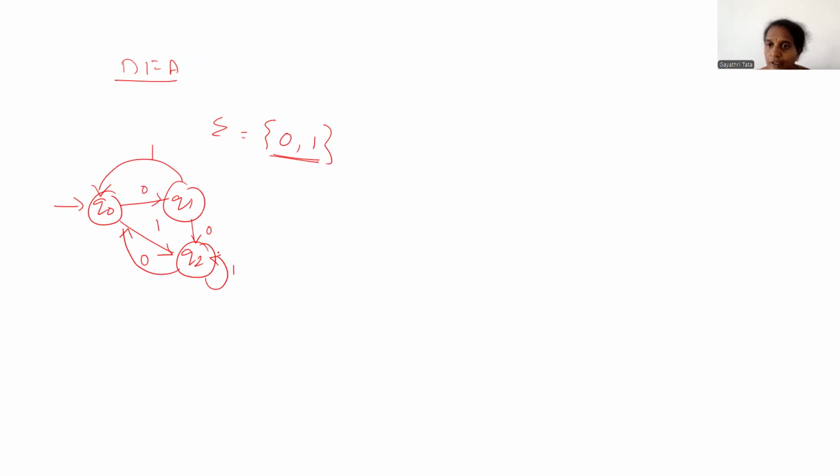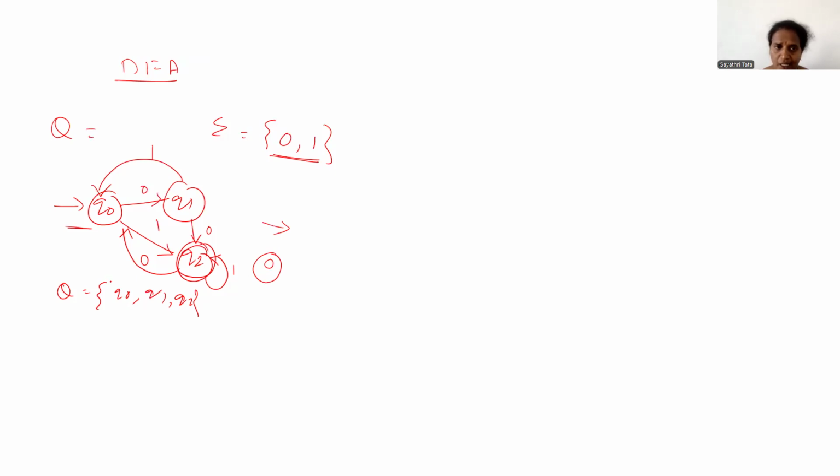Now how to check whether the given automata is a DFA or not? In the previous video we explained that we represent it with five tuples, right? The first one is Q, the set of all states. So what are the states we are having? Q naught, Q1, and Q2. Here Q2 is the final state. The initial state we represent like this, and the final state we represent with a double circle like this.